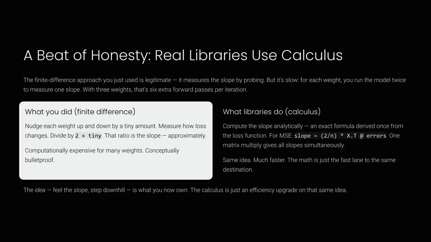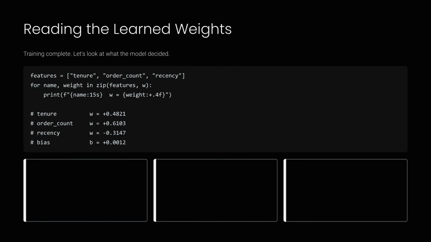Real libraries don't use finite differences, which are slow. They use calculus to compute exact slopes in one go. While our manual approach is conceptually robust and great for learning, the calculus approach is simply the fast lane to the same goal. Once training is complete, we can inspect our weights.